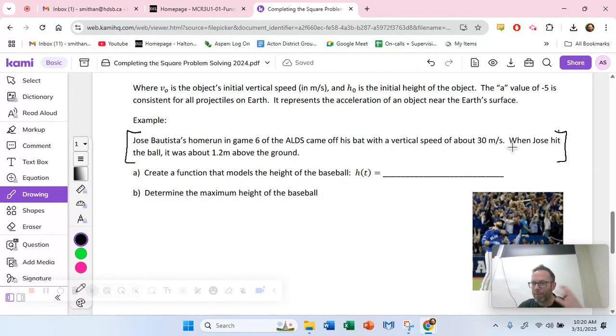Anyway, the speed of the ball, 30 meters per second off the bat. And when the ball was hit, it was about 1.2 meters above the ground. So after last week, my expectation from you guys is that you can create a function that models the height of any projectile. It's always -5t squared, -5 for gravity. Maybe in some cases, to be more accurate, we'll use -4.9, but -5 works just fine. And then you guys fill in the blanks. 2 blanks to fill in there.